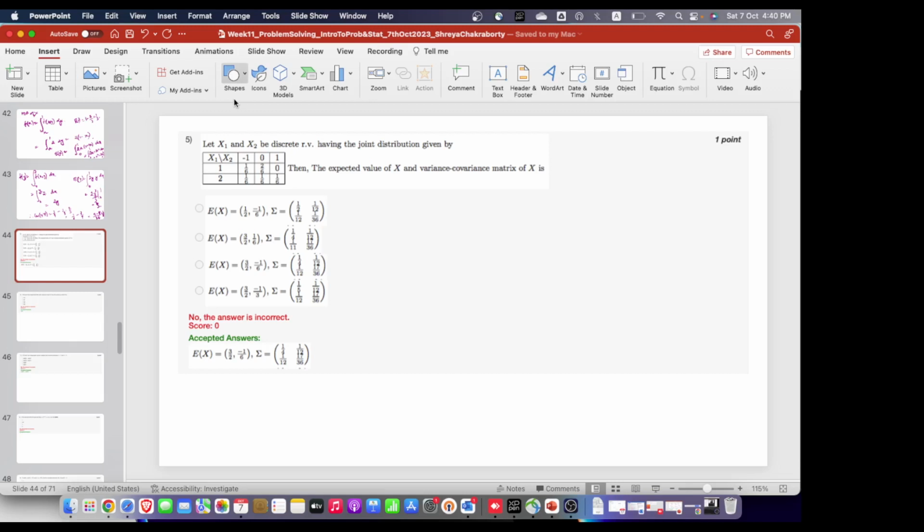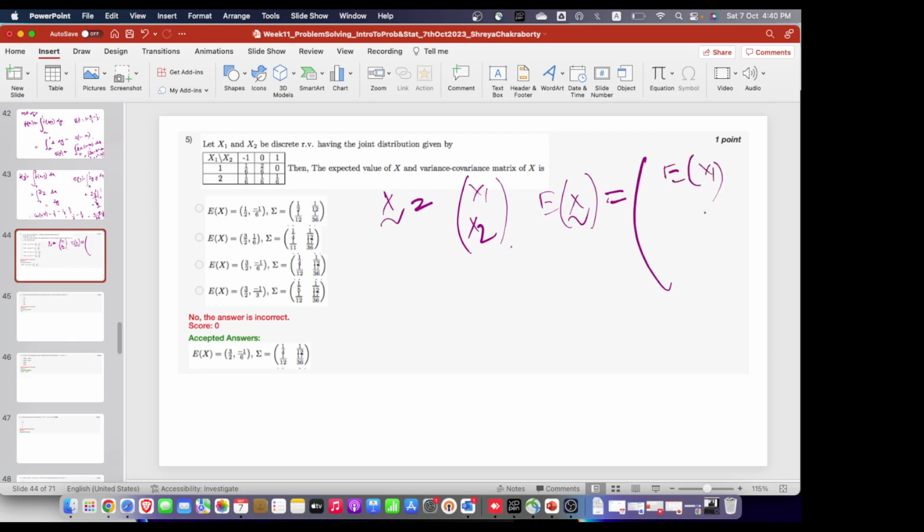Okay. So let x1 and x2 be discrete random variables, and then the expected value of x and the variance covariance matrix of x is this one. Okay. So x is (x1, x2). So expectation of x would be expectation of x1 and expectation of x2.